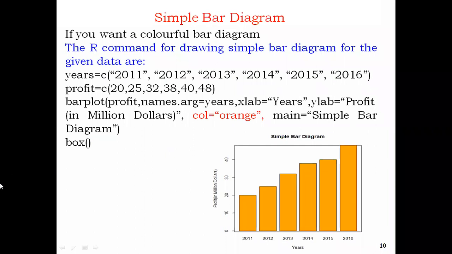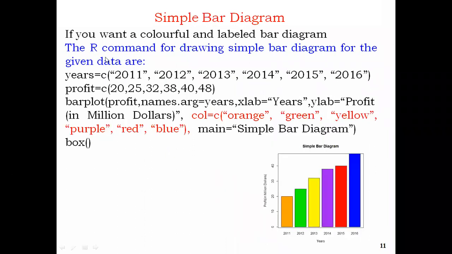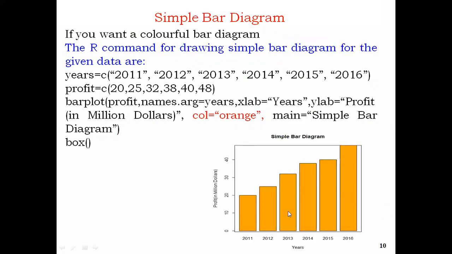And then again, next you see, if you want a colorful and labeled bar diagram, here only the bar colors are the same, orange, all are orange. Here I'm giving only the orange color. If you choose blue, then it will come as blue. If you choose green, then it will come as green.